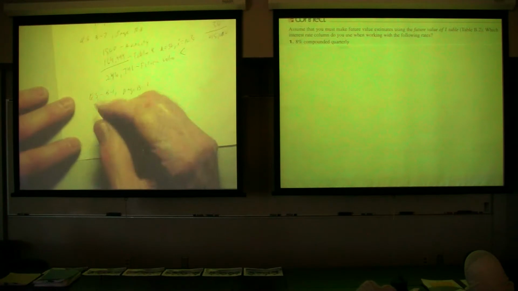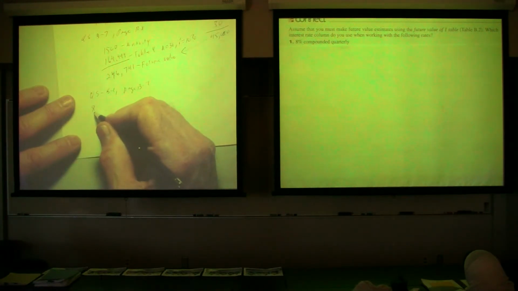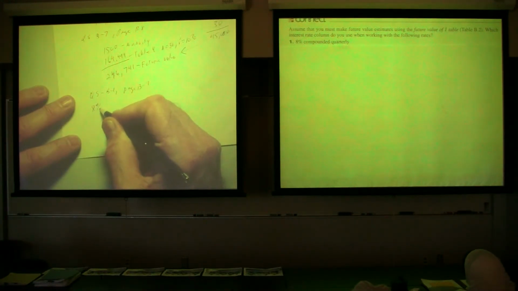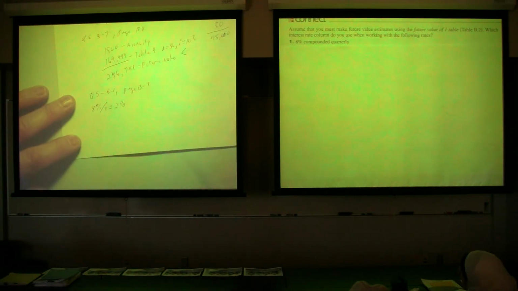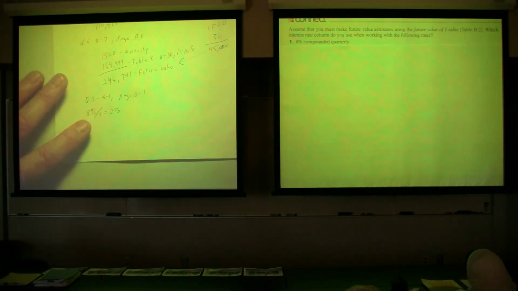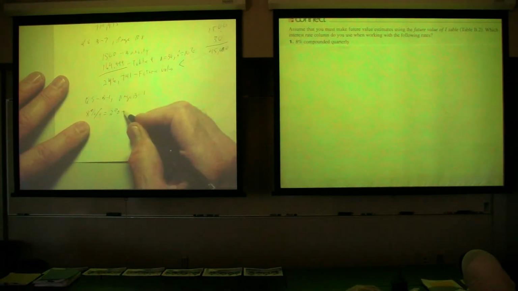Okay. So assume that you must make future estimates using the future value table B22. Which interest column do you use and what's the rate? So it's 8% compounded quarterly. Okay? So what this means is that if it's 8% compounded quarterly, that means it's 2%. The convention on that is it's 2% every compounding period.